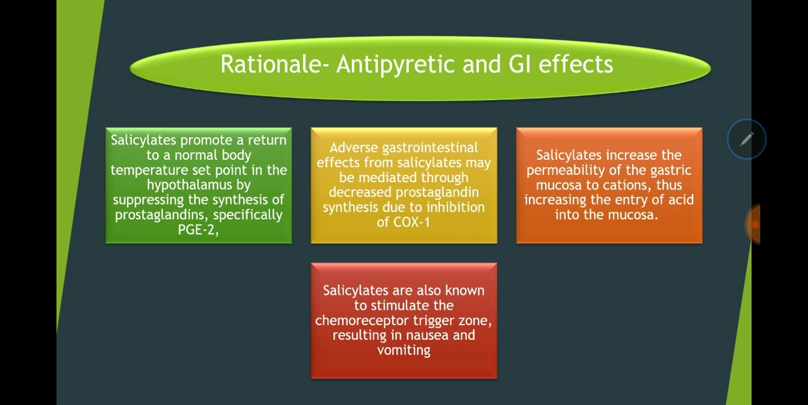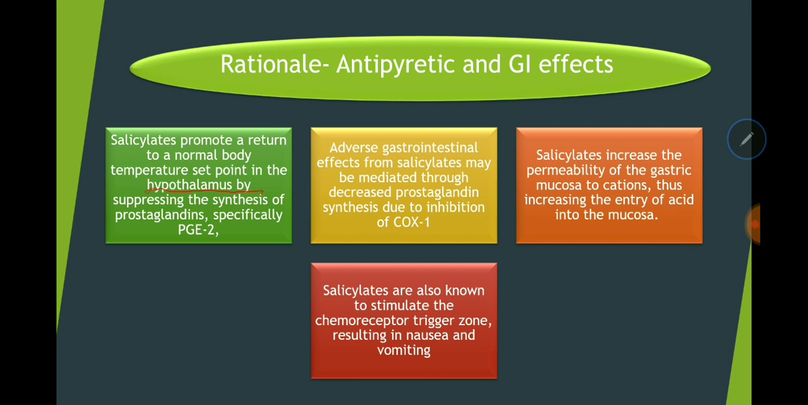So how does the aspirin act as anti-fever, meaning it's used to break fever? And what is the effect of aspirin or other NSAIDs, all right, such as ibuprofen, on the GI, all right? So salicylates, they promote a return of the body to normal temperature, okay, in the hypothalamus. They do this by suppressing the synthesis of prostaglandins, specifically prostaglandin E2.